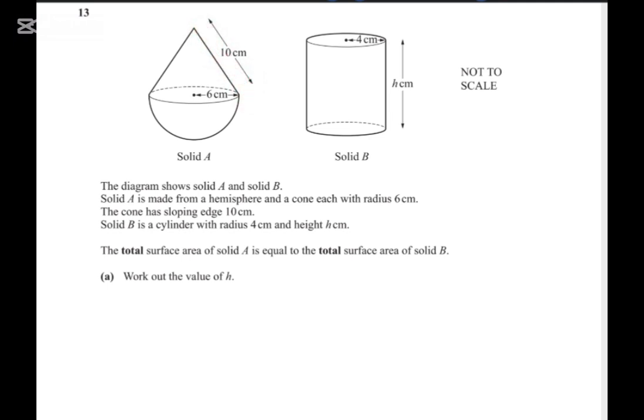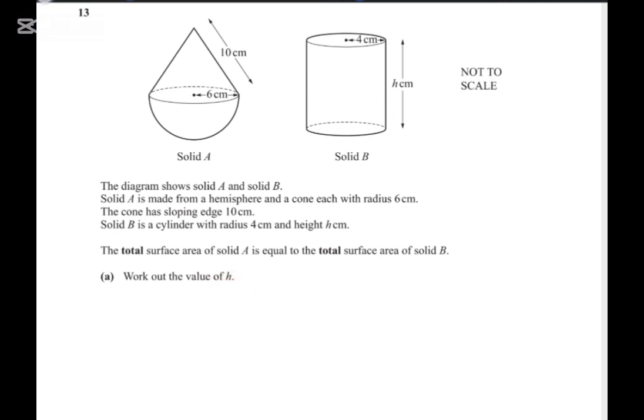Solid B is a cylinder with radius 4 centimeter and height h. So this is the cylinder and its radius is given but the height is not given, it is given as h. Then they are saying the total surface area of solid A is equal to the total surface area of solid B. Work out the value of h.